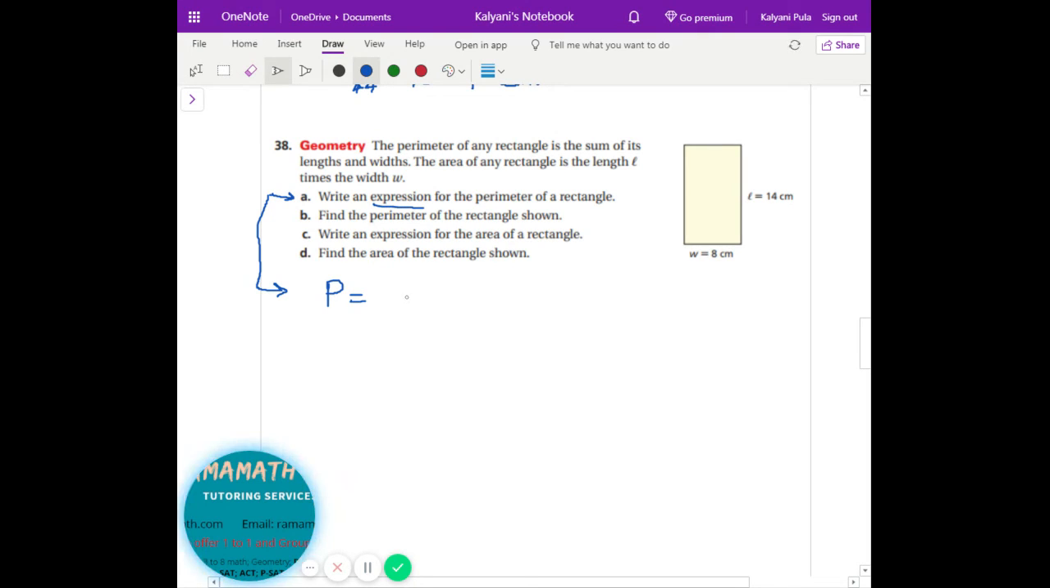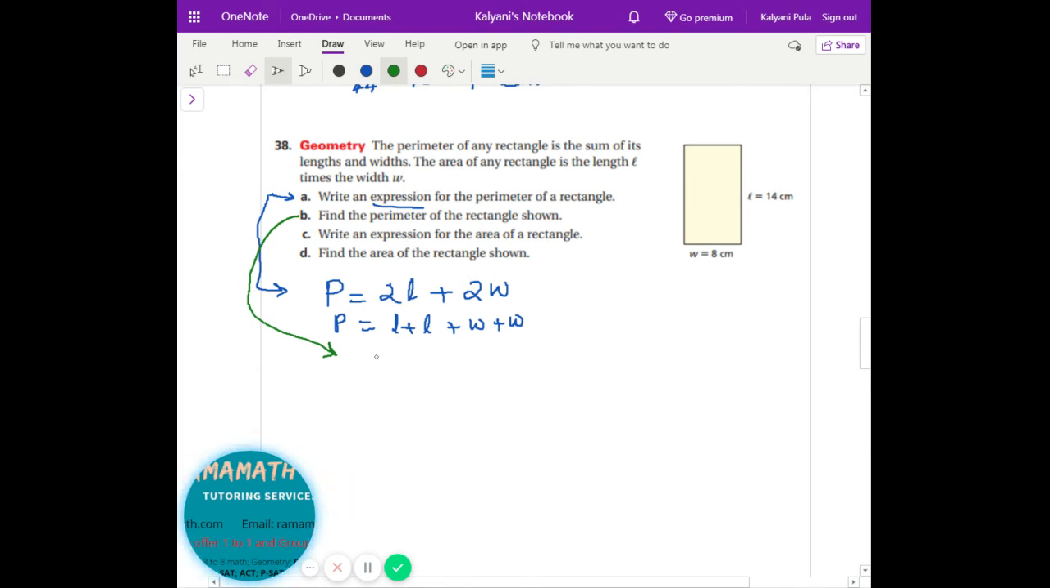So basically the expression is, when you find the perimeter, you have 2 lengths plus 2 widths. Agree with that? Or basically you can write a length plus width plus width. That's a perimeter. You're adding all the sides. That's the expression. Now, next one is find the perimeter of the rectangle as shown.